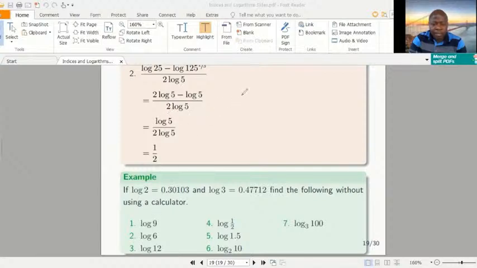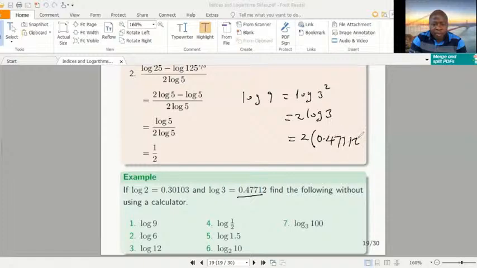Let me see. Log of 9 is the same as log of 3 raised to 2. The same as 2 log of 3. The same as 2 times, but we know what log of 3 is. The question has given us that as 0.47712. So when you multiply, you then get 0.95424. That will be the log of 9. And we will not use a calculator, just use the knowledge of log of 2 that we are given and the log of 3 that we are also given.